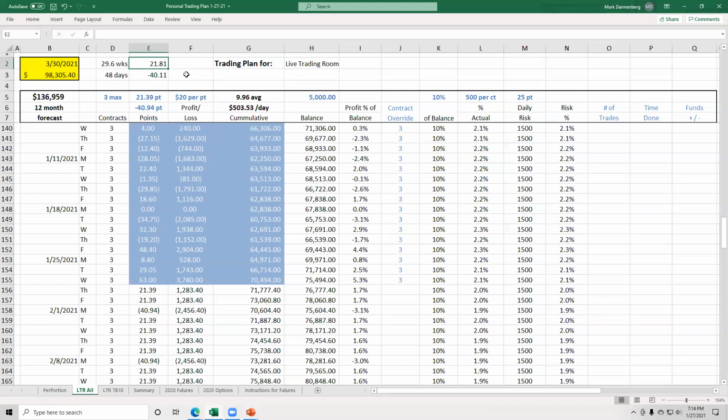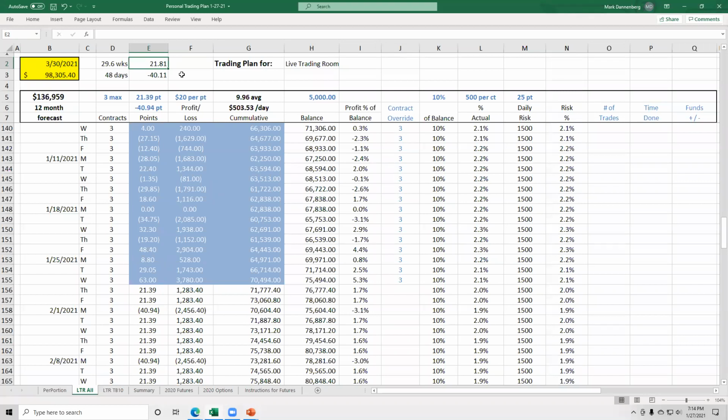And these numbers are not just straight averages of wins and losses. They are an average with the frequency rate of wins and the frequency rate of losses considered in that formula. So these numbers represent our actual run rate. They represent what we've actually done for the first 29.6 weeks. We're almost through 30 weeks of a 52-week plan.